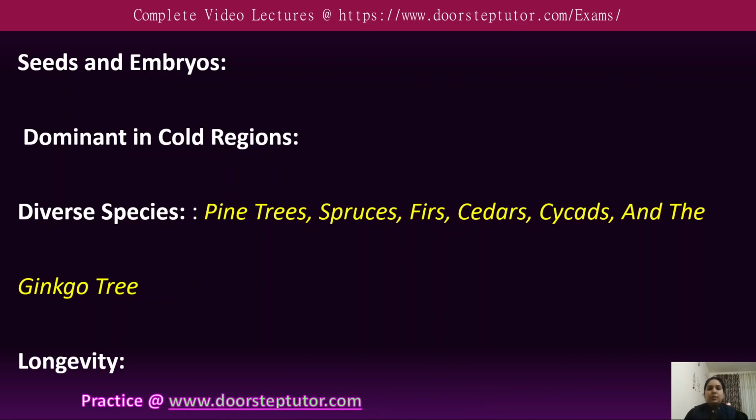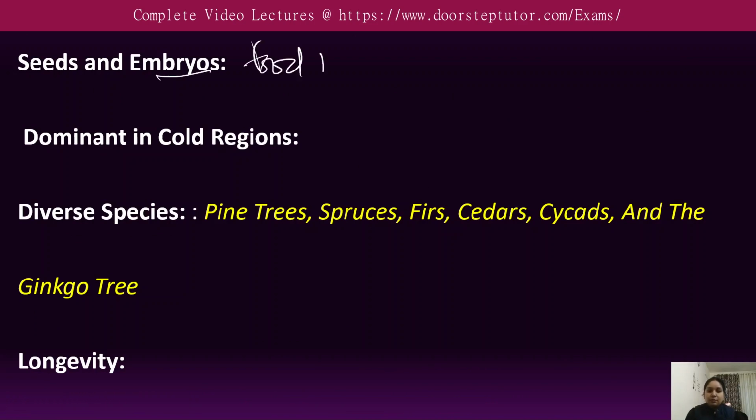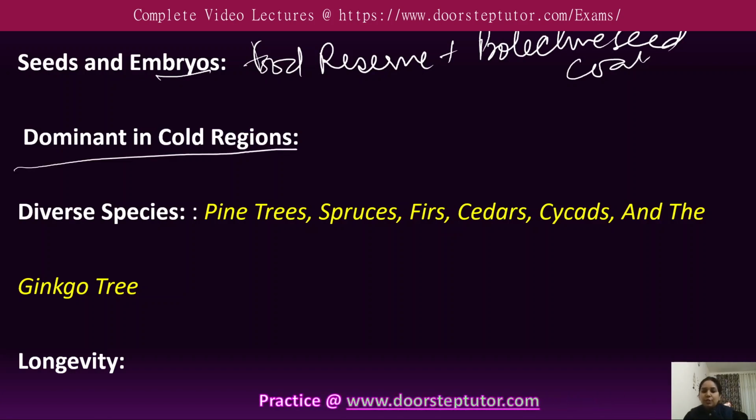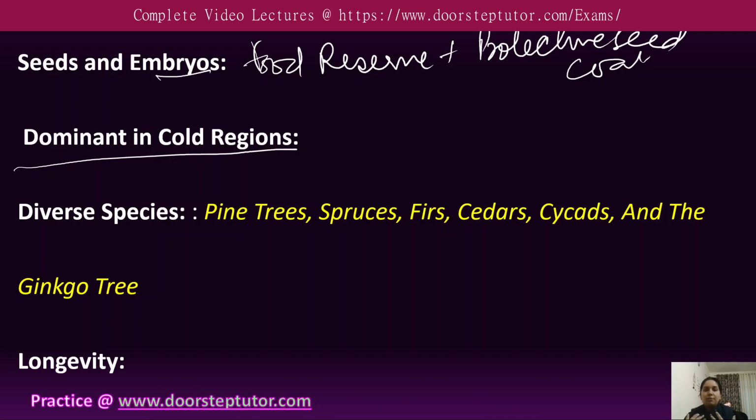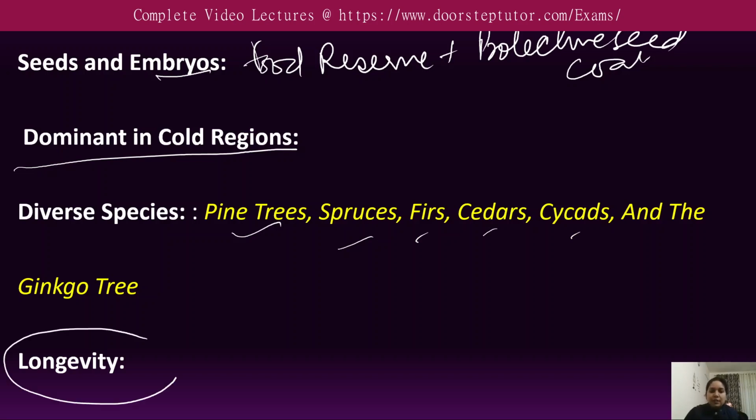Now seeds and the embryo: the gymnosperm usually consists of an embryo with a food reserve, and they have the protective seed coat. They dominate in the cold region. They are adapted to the cold environment and are commonly found in the boreal as well as the mountainous regions. Diverse species of gymnosperms are present, which include the pine trees, spruces, firs, cedars, cycads, and the ginkgo trees. They are known for their longevity, with some species living for several centuries.